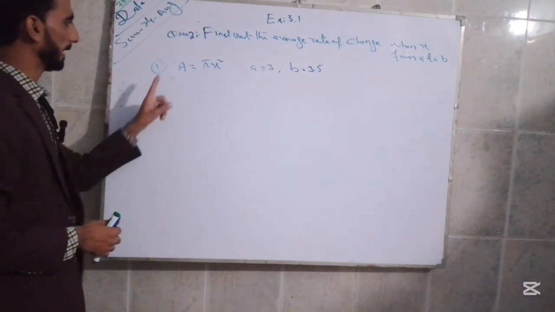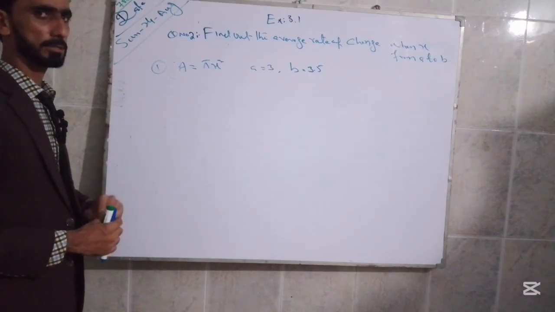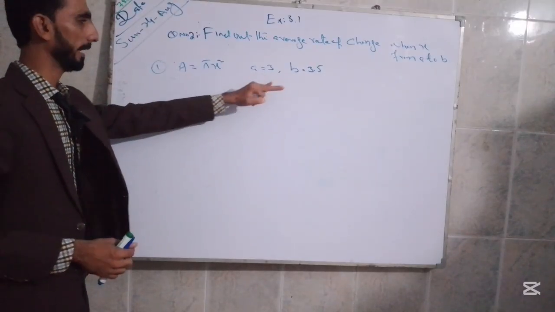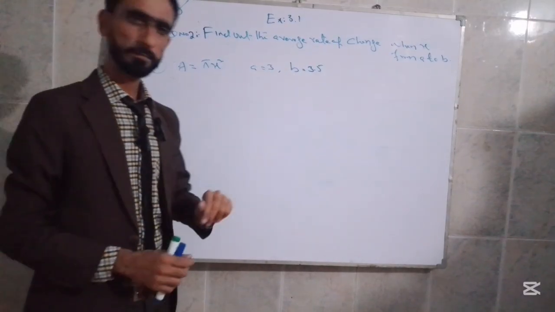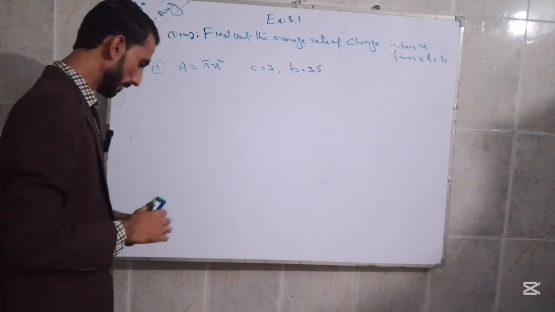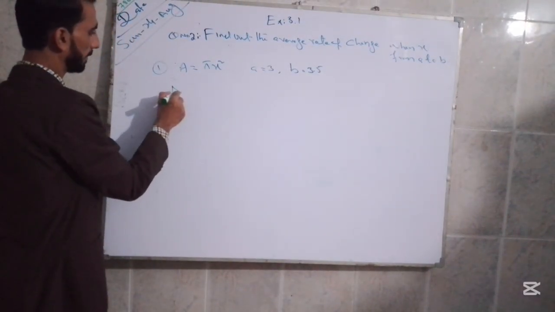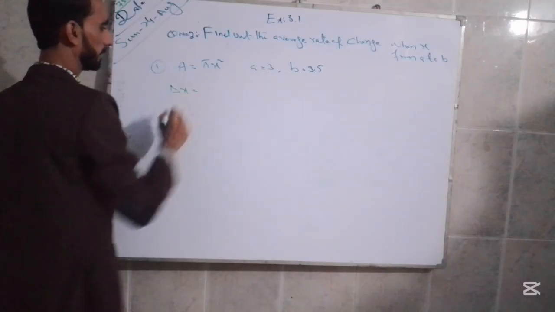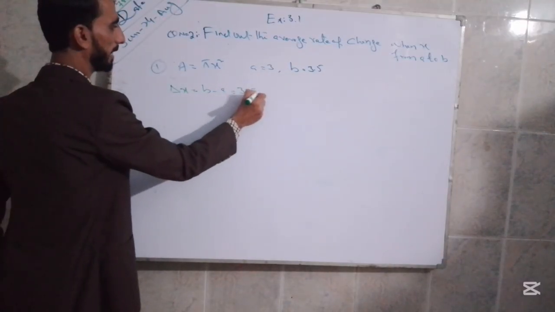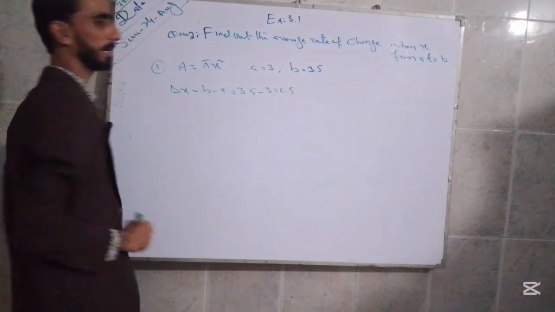Part number 1 is that f of x is equal to pi x square. The function is what? Pi x square, and having given 2 points a and b. a is 3 and b is 3.5. First we find the difference of these points. As we know, the difference of x is b minus a. b is 3.5 minus 3, which is 0.5.